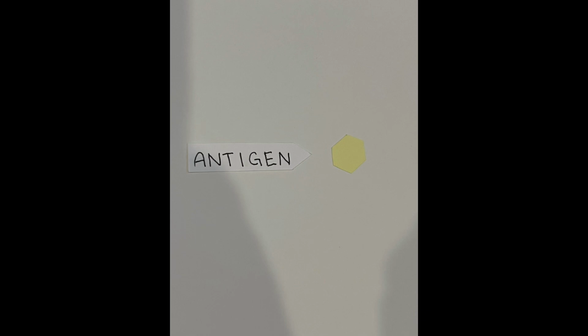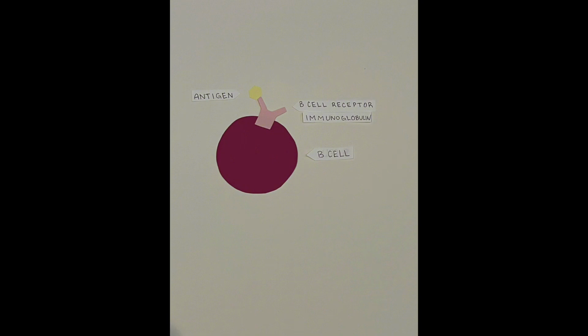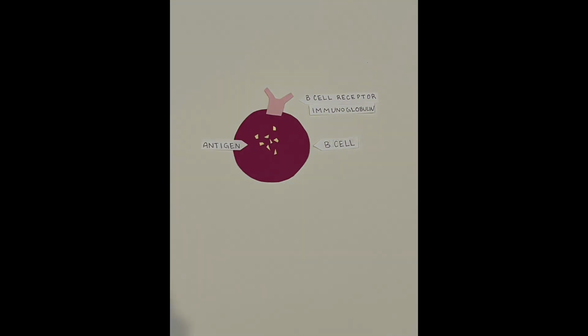Antigens are a paracrine signal that will act as ligands to B cell receptors, and fragments of antigens attached to MHC2 molecules will bind to T helper cell molecules. Now B cells have a B cell receptor, which is a protein called immunoglobulin. When this happens, the antigen is digested and broken down into small pieces inside the cell.